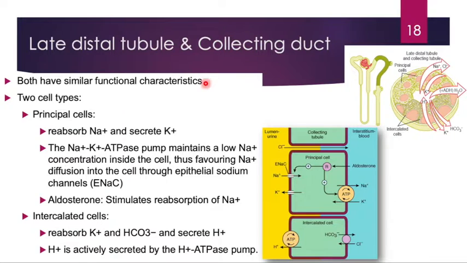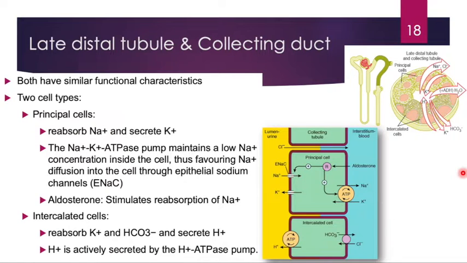Both the late distal tubule and collecting duct have similar functional characteristics. There are two cell types on the tubular lining, which are principal cells and intercalated cells. These two cell types reabsorb and secrete different solutes. Principal cells reabsorb sodium and secrete potassium, whereas intercalated cells reabsorb potassium and bicarbonate and secrete hydrogen.